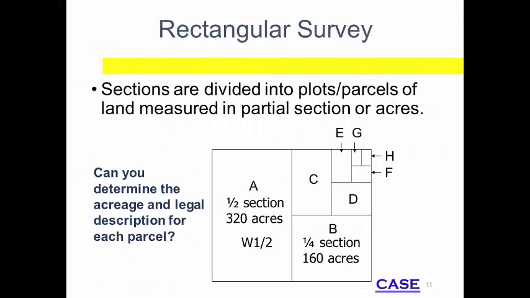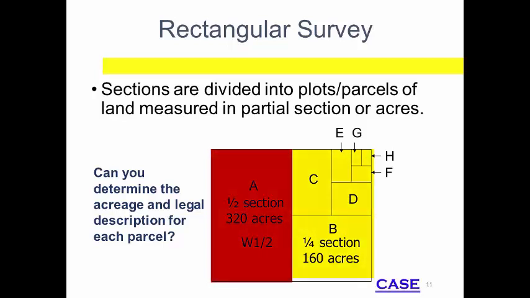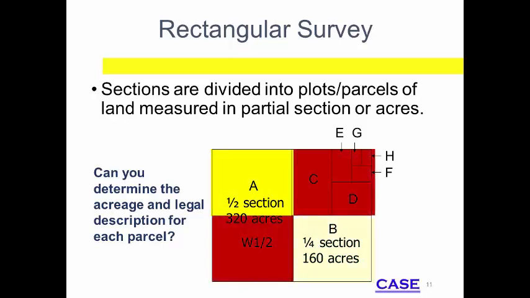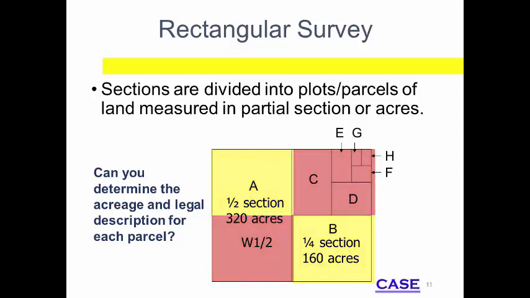Parcels of land within the section are described in terms of halves or quarters. No other fractions are used. A half section would be the north half, the south half, the west half, and the east half. A quarter section could be the northwest quarter, the northeast quarter, southwest quarter, or southeast quarter. Smaller parcels are halves or quarters of the larger halves or quarters.